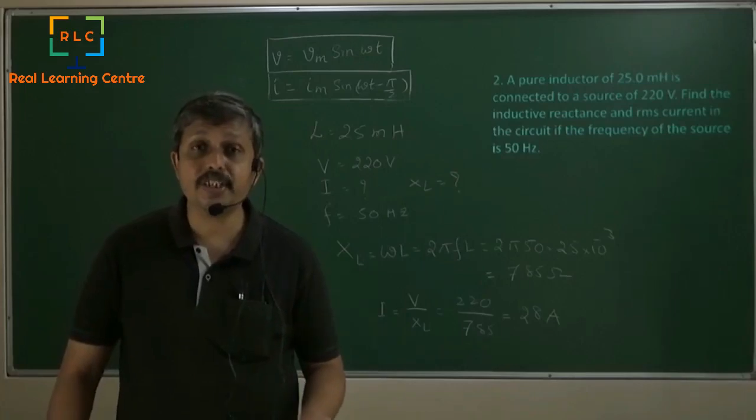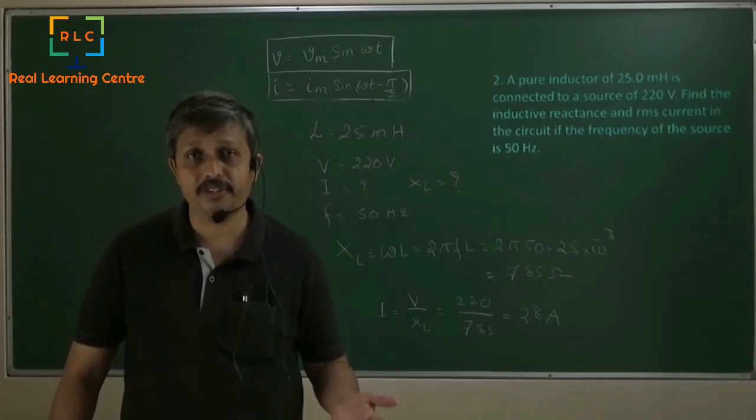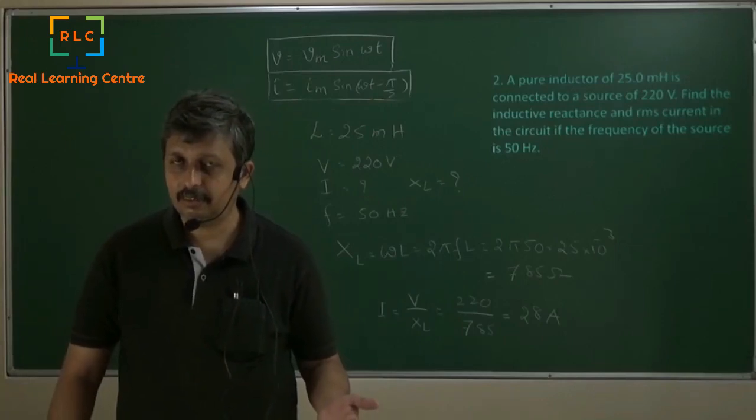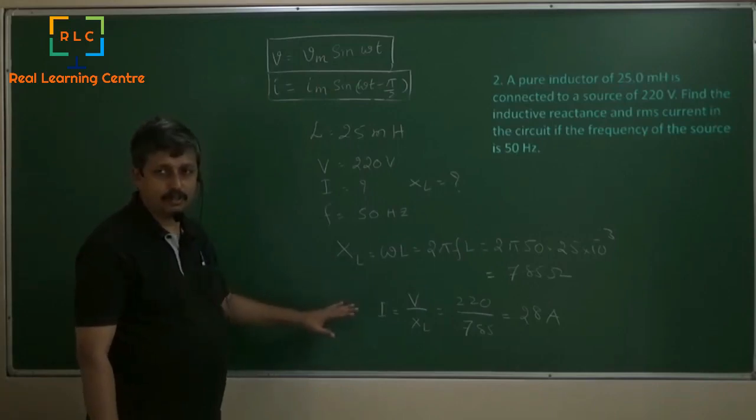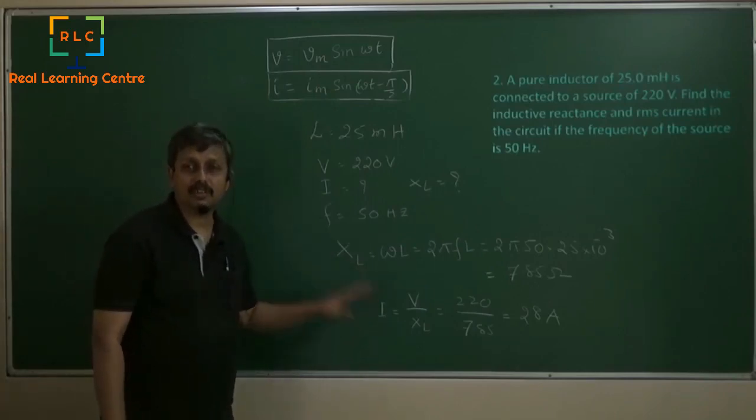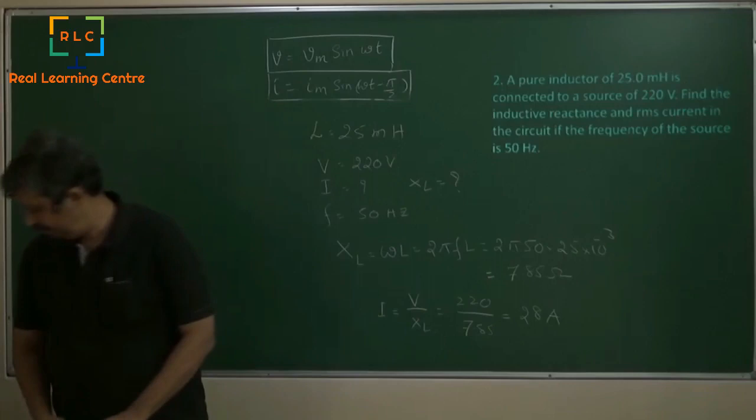If you are asked how much is the total average power consumed, what will you say? I square R? No, there is no R. So for a pure inductor, the average power consumed is always 0. The answer is 0.